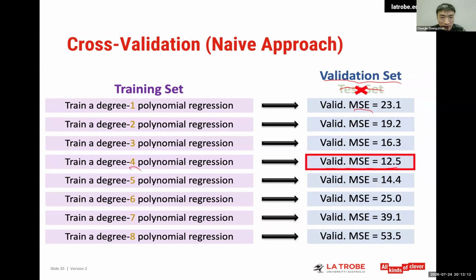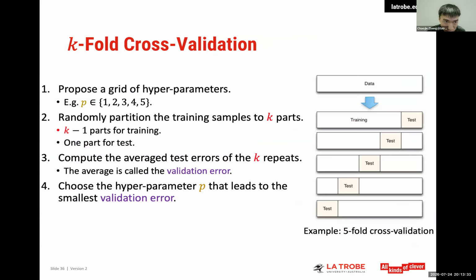And this approach is still like a near one-time evaluation, right? We may still by luck just find an easy validation dataset that is unfair to the other models. So we can further alleviate this problem by introducing k-fold cross validation.